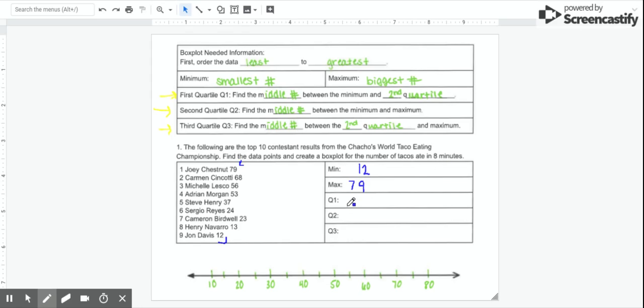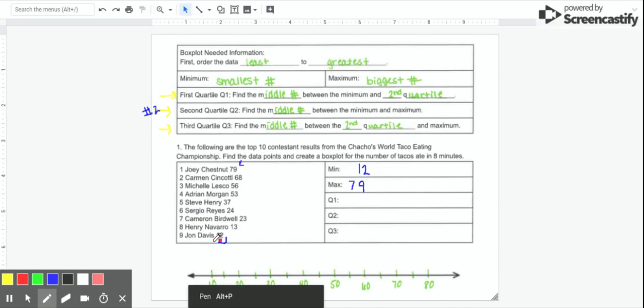So now we have to find Q1, Q2, and Q3. And remember up here, you have to find Q2 first. So I'm going to put a little number 1 next to it. You can't find Q1 and Q3 until you have found Q2. It's just the way it works. And Q2 is the same thing as the median. So find the middle number.